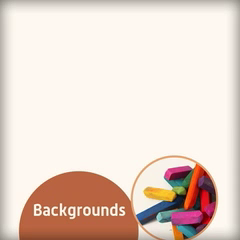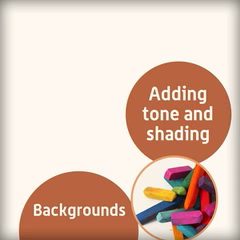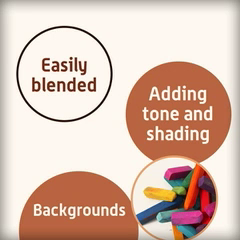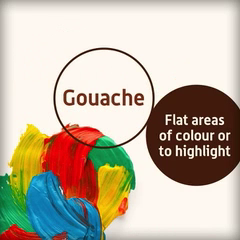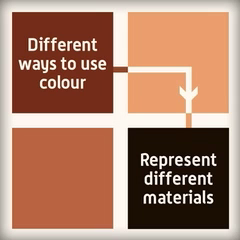Chalk pastels are great for backgrounds or for adding tone and shading, as they're easily blended using fingers or cotton wool. The last thing is gouache, an opaque paint which can be used for flat areas of colour or to highlight on renderings. There are also different ways to use colour to represent different materials.